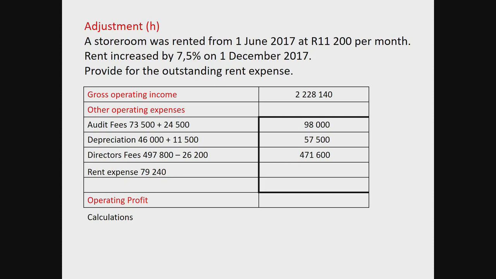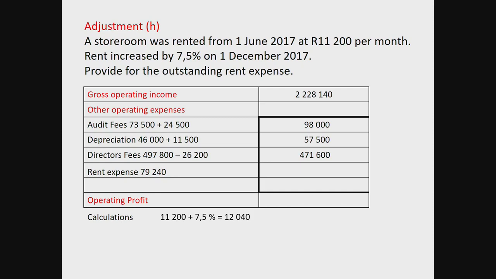But before I go anywhere or do anything, I can just look at the information and see that my rent is 11,200 before the increase. So I can determine what's the rent from the 1st of December onwards. From the 1st of December onwards, it will be 11,200 plus 7.5%, which gives me 12,040. So I've got rent from the 1st of June for 11,200 and then rent from the 1st of December for 12,040.